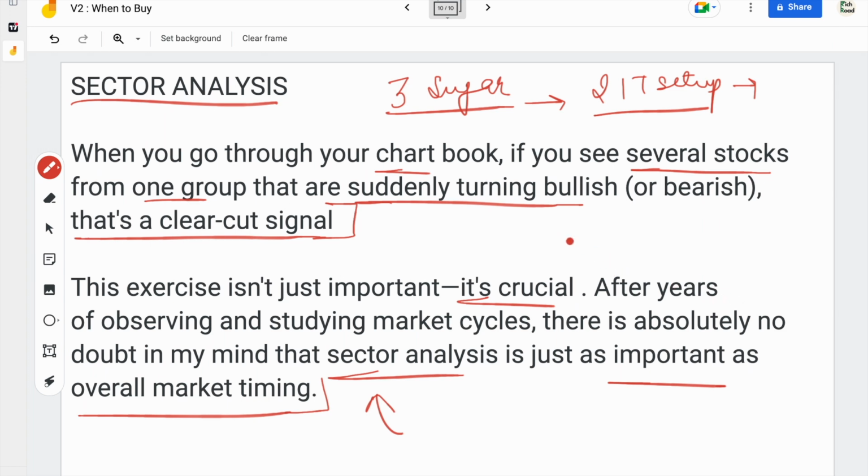So what I'll tell you to do is, just go through your selected stocks, however you scan them. I've given the scanners on the channel. If you use them, that's great. Among them, if you see good stocks from one sector, let's say 3 or 4 stocks from one sector only, go ahead and check the others and make your decision. It's as simple as that.